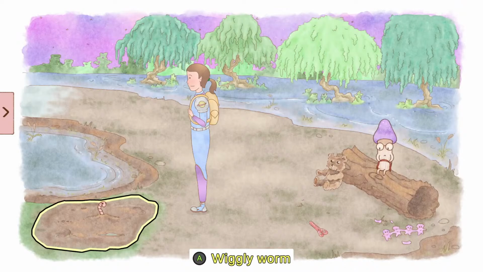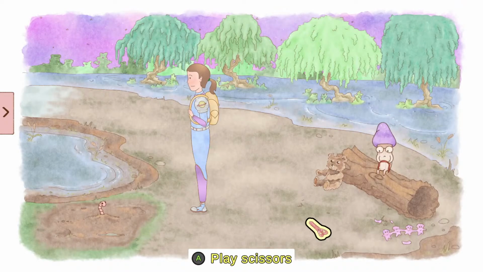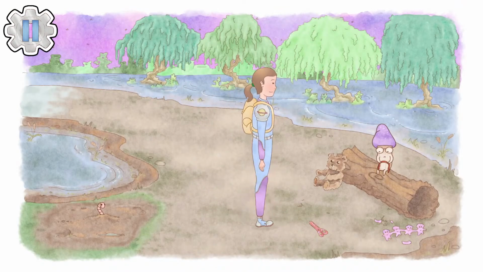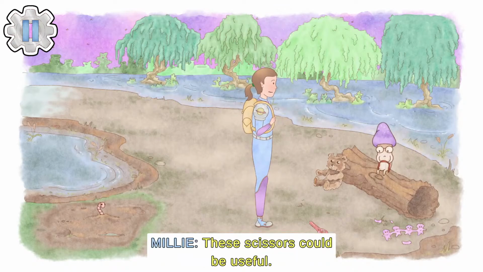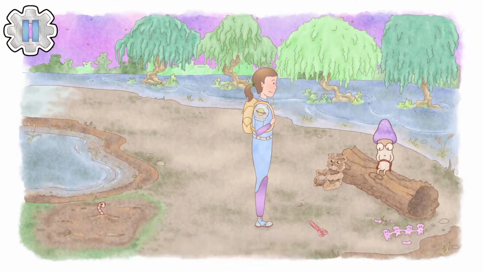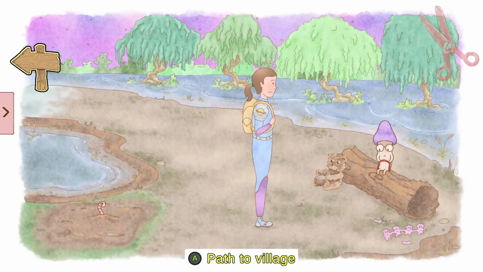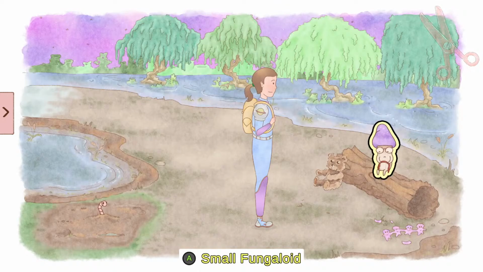Press A. Play scissors. These scissors could be useful. Play scissors. Added to backpack. Path to village. Wiggly worm. Small side menu. Small fungaloid.